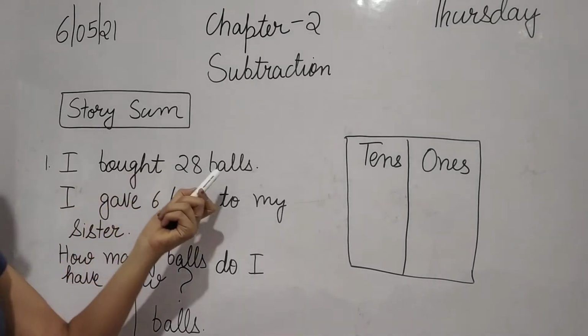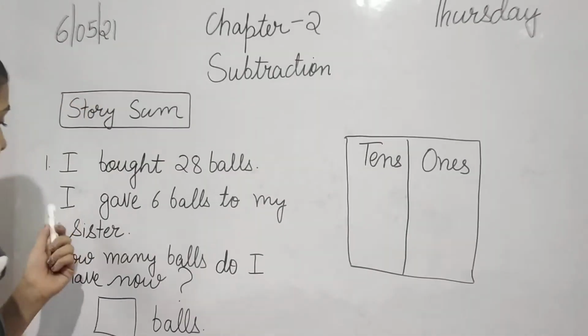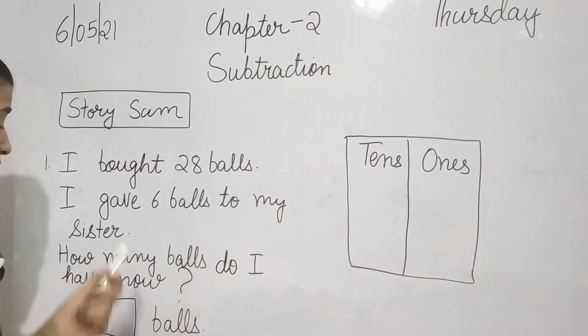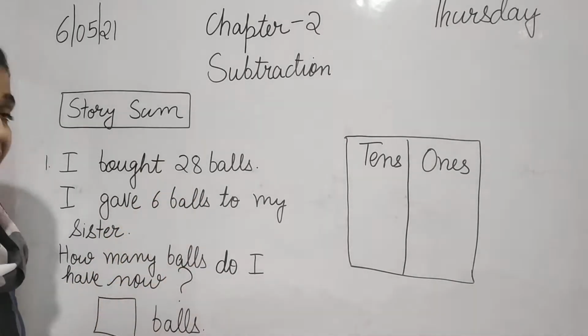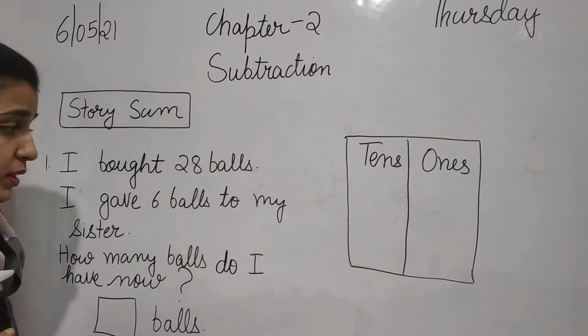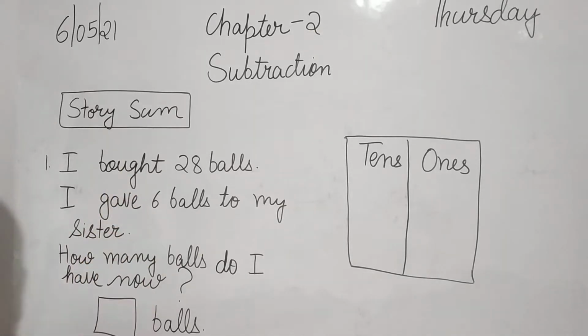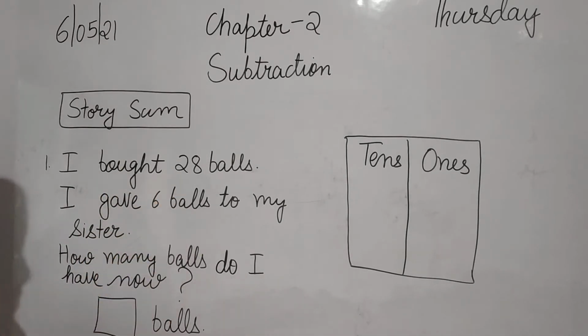I bought 28 balls. I gave 6 balls to my sister. Out of 28 balls, I gave 6 balls to my sister. How many balls do I have now? So after giving the 6 balls to my sister, now how many balls do I have right now?